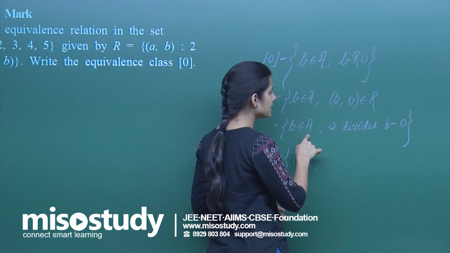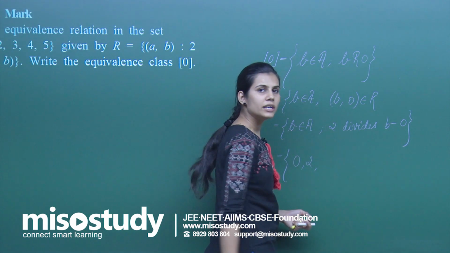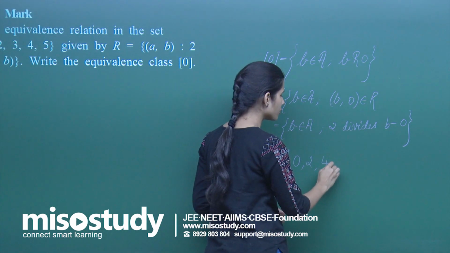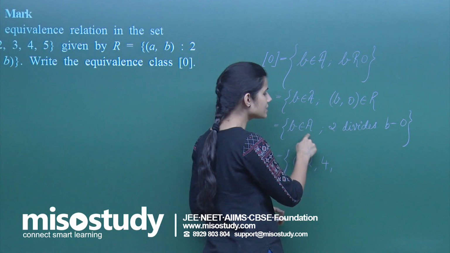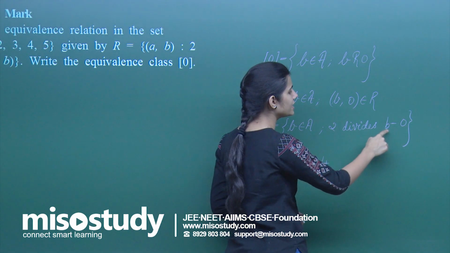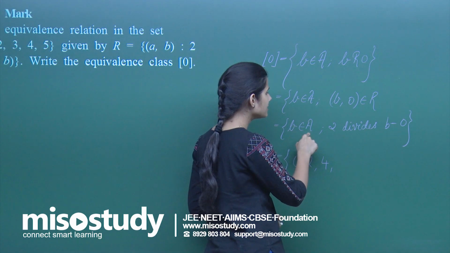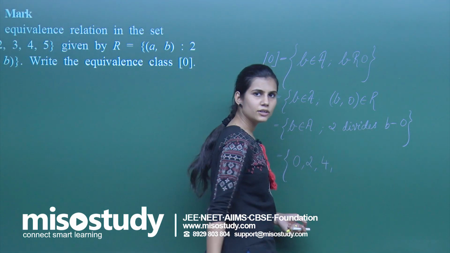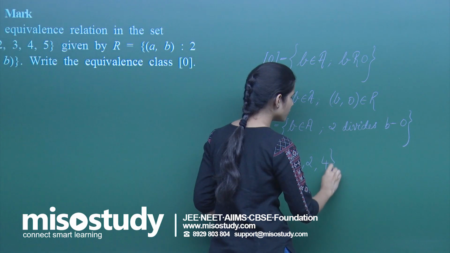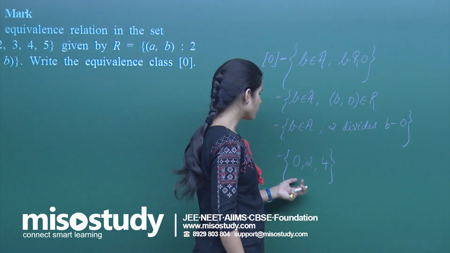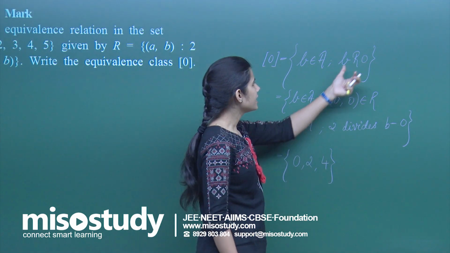Next is 4 in set A. Does 2 divide 4 minus 0? Yes, 2 divides 4 minus 0. So 4 is going to come here. I want all those elements of set A such that 2 divides that element minus 0. Then you have 5. 5 is in set A. Does 2 divide 5 minus 0? No, 2 does not divide 5 minus 0, that is it. And so this is the set of those elements of set A which are related to 0.